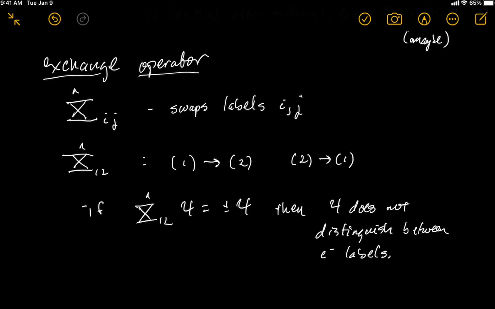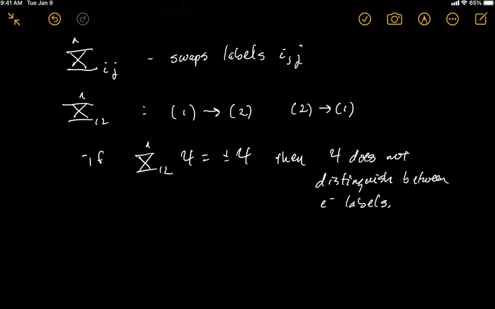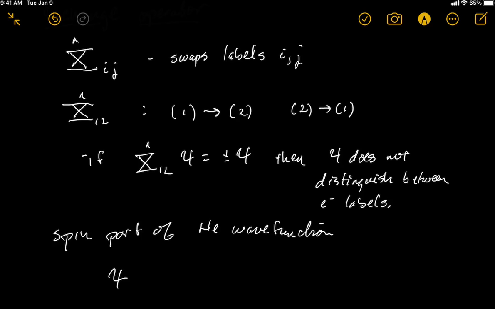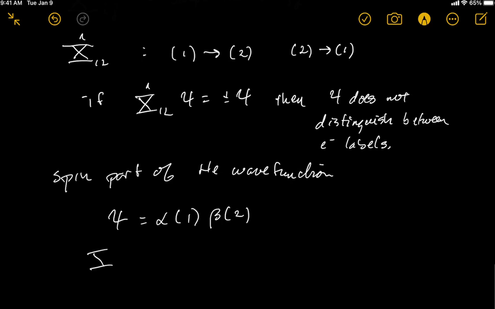Okay, so I'm going to simplify just a little bit more, because let's just look at the spin part of our helium wave function. So I'm saying this is our invalid wave function that we started with. This was our initial guess, alpha 1, beta 2. If we act our exchange operator, that's going to give us alpha 2, beta 1. Now we can rearrange a little bit, but the labels are sticky, unless we're actually applying the exchange operator, which will of course cause the labels to swap.